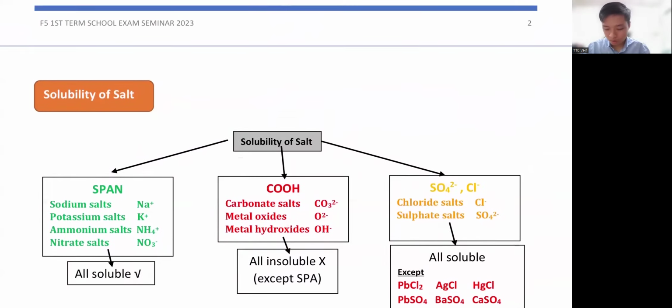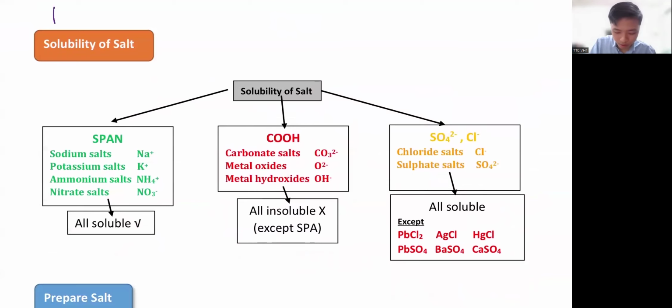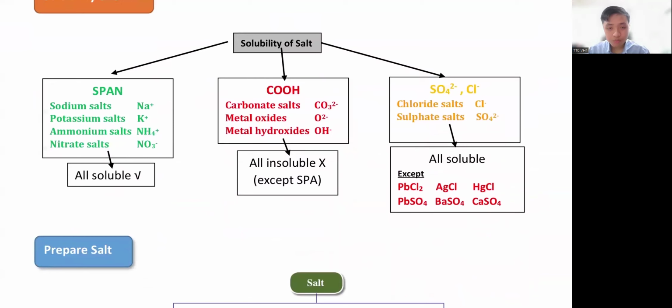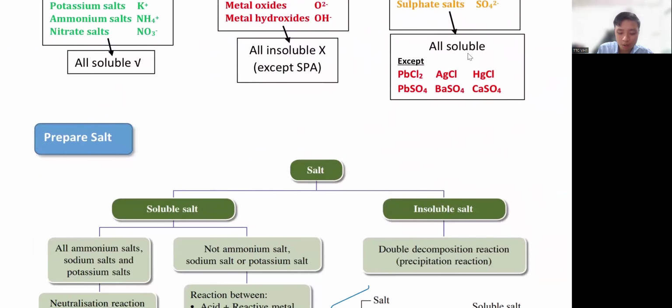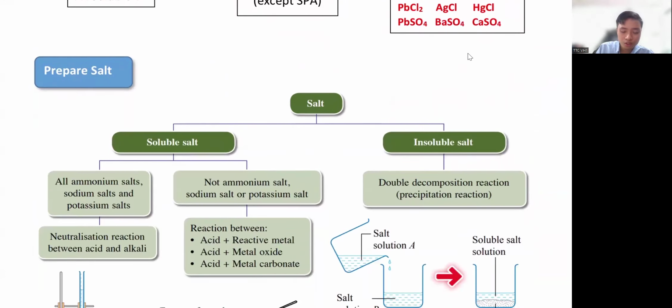So look at page 3. After that, you learn the solubility of salts, and all the sulfate and chloride salts. The reason you need to memorize this is because you need to learn how to prepare salt. So we prepare 3 types of salt. First of all, soluble salt, you got 2 types. First, you got soluble SPA salt.